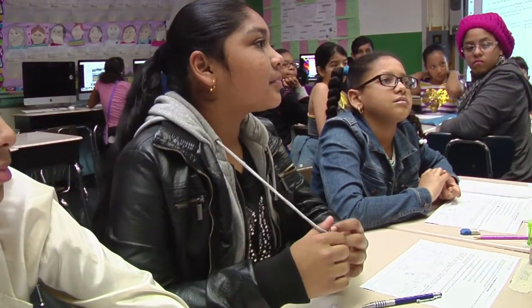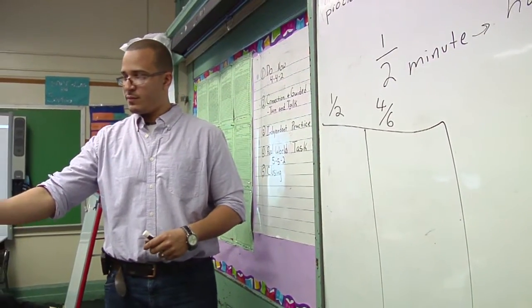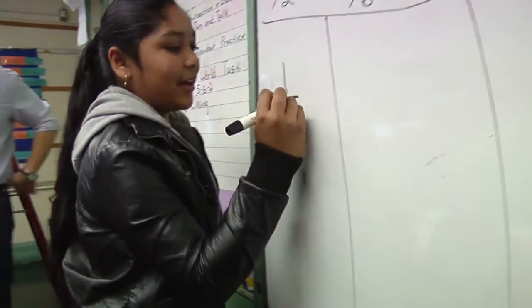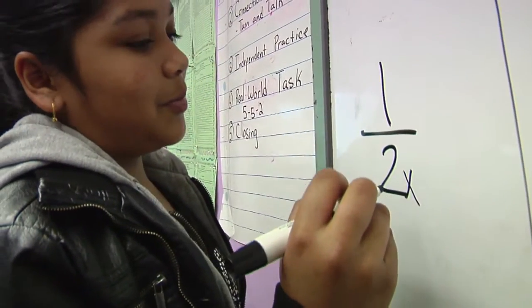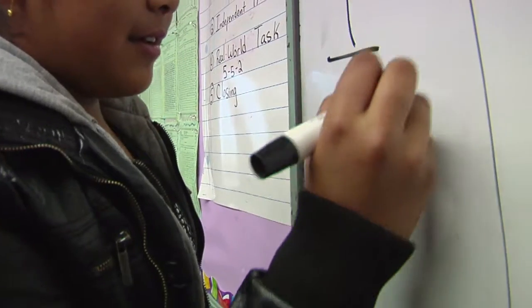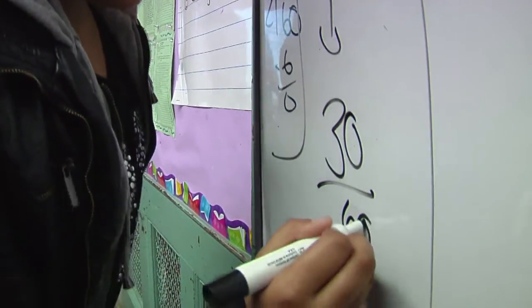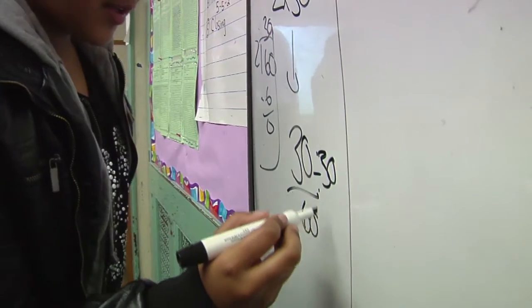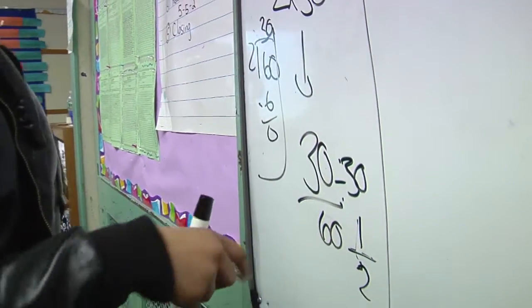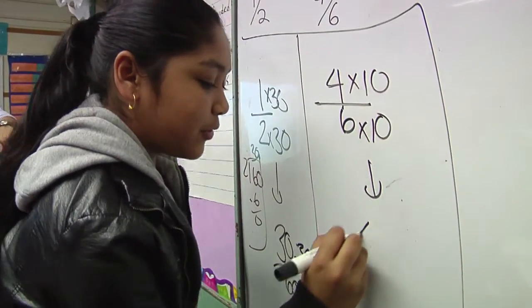So actually, can you come up here and show what you're thinking to everyone? One half, and get a common denominator of 60, that should be 2. Very precise, I like that. That gives you 30 over 60. And if you simplify that, you get 1/2, and you go back to what you had before, right? And then 4/6 times 10 gives you 40 over 60.